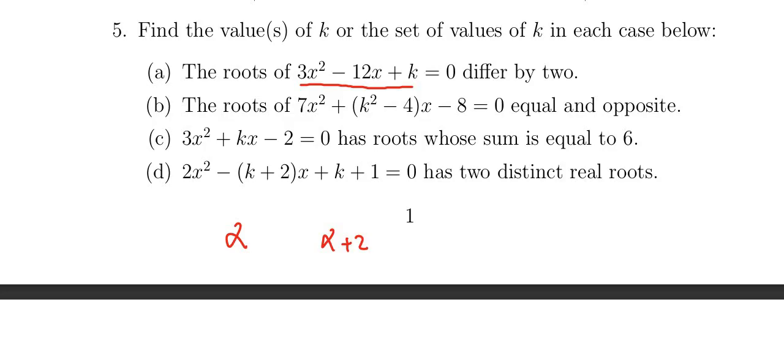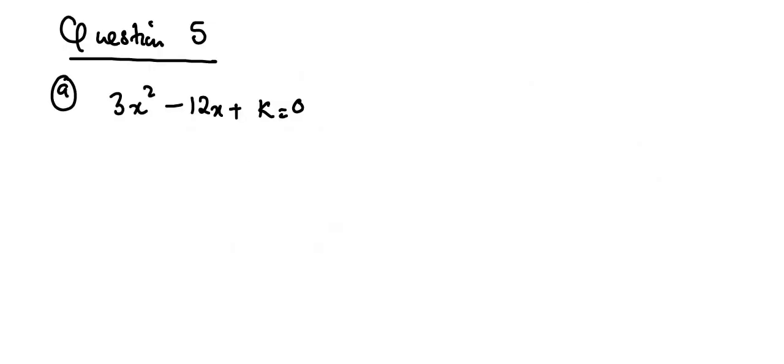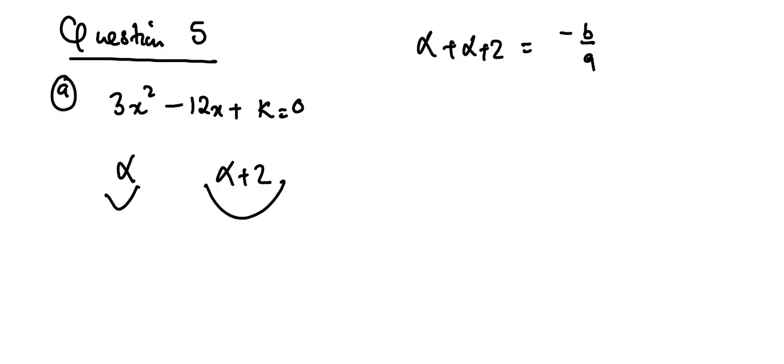So this is 3x squared minus 12x plus k. So we're saying one is alpha, the other one is alpha plus 2. So if I add alpha plus 2, I need to get the sum. Remember, the sum of roots should give you what? Negative b over what? Over a, right? So my first root is alpha, the other one is alpha plus 2, because their difference is 2 when you subtract them. So now we're just saying this is going to be 2 alpha plus 2 is equal to negative.